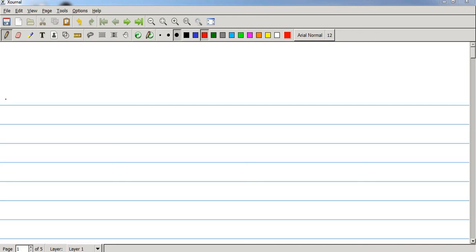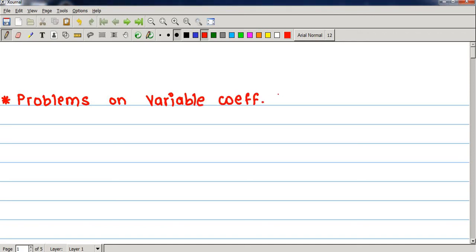Hello friends, in today's session we discuss some problems on variable coefficient form of linear differential equations. So there are two types of problems. First one is either Cauchy's differential equation or Legendre's differential equation. So consider problem number 1.